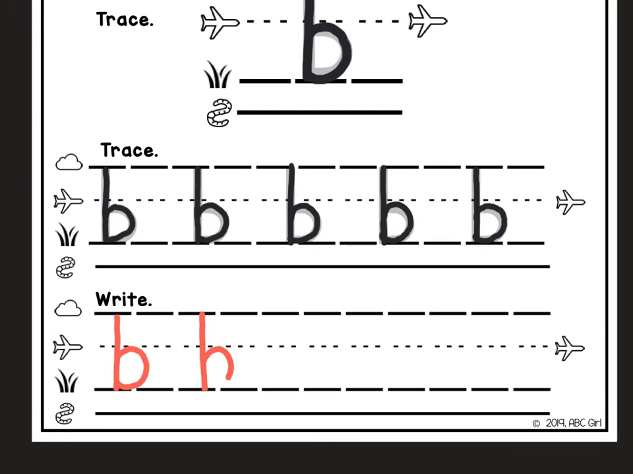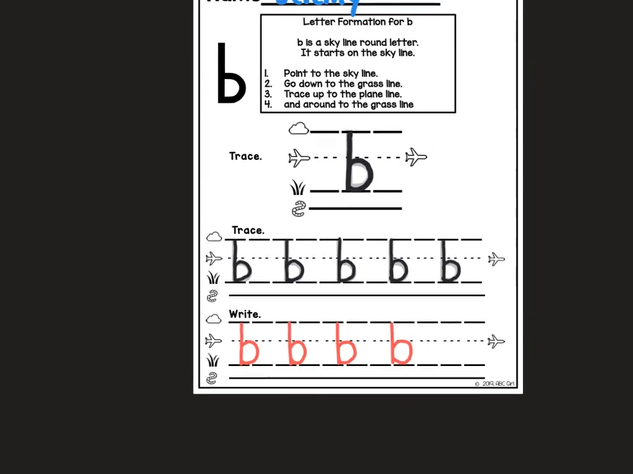I'll trace up and around the grass line. Down, I'll trace up and around. Start at the skyline, down to the grass line, up and around. Okay, that's good enough for the letter B today.